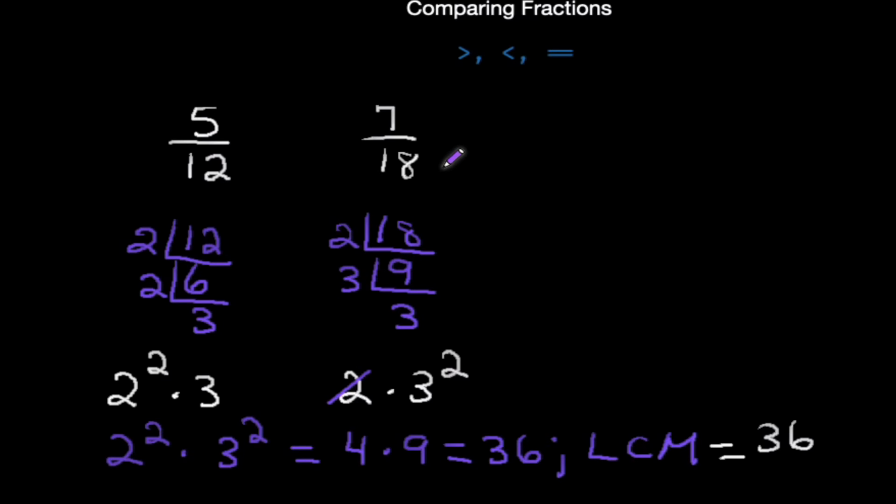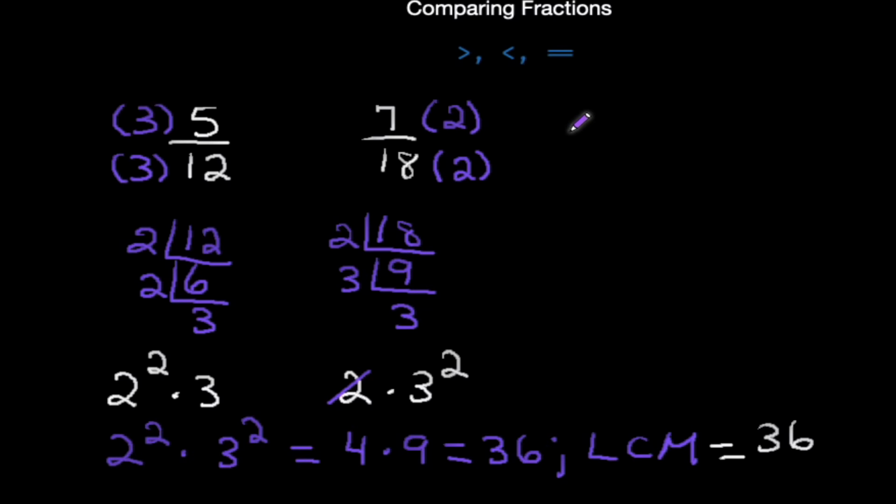All right, so now we need to convert the denominators into 36. So 18 times what number gives you 36? And that's 2. So we're multiplying by 2 in the denominator as well as in the numerator. We're doing the same thing with 5/12, but 12 times what number is 36? And that's 3. And we'll multiply the numerator by 3 as well. So now we have like denominators. All right, so this will help us to compare the fractions.